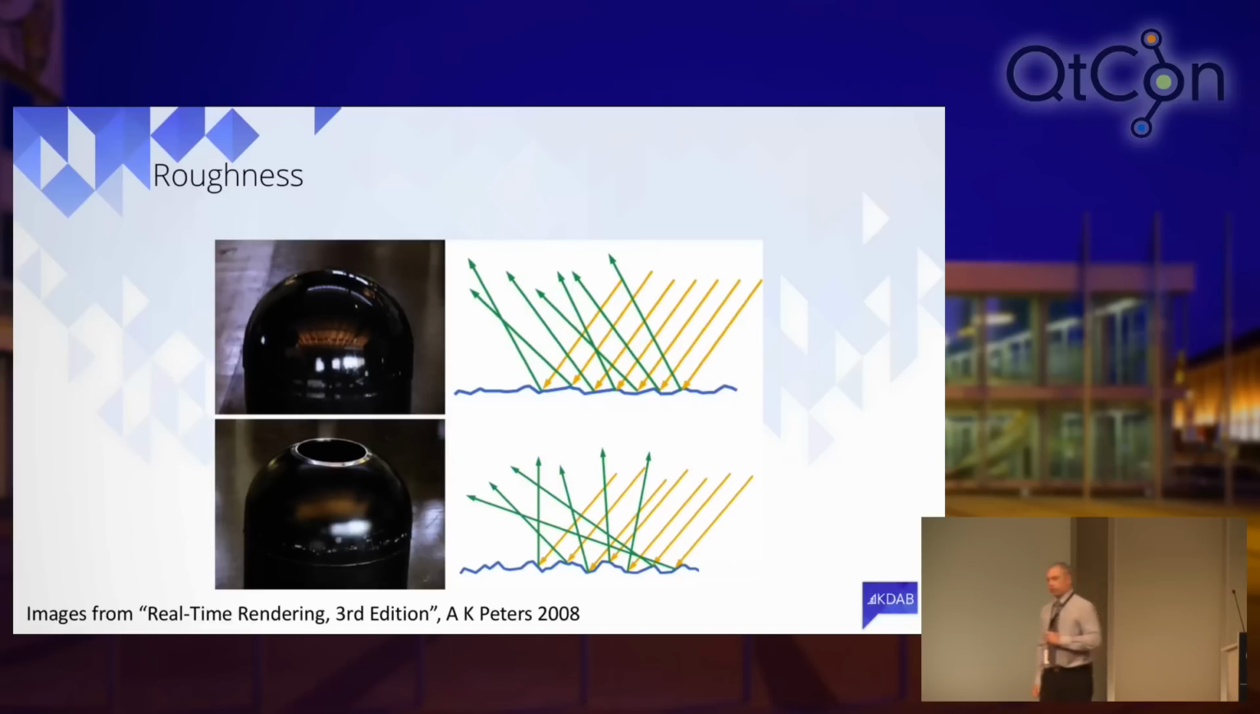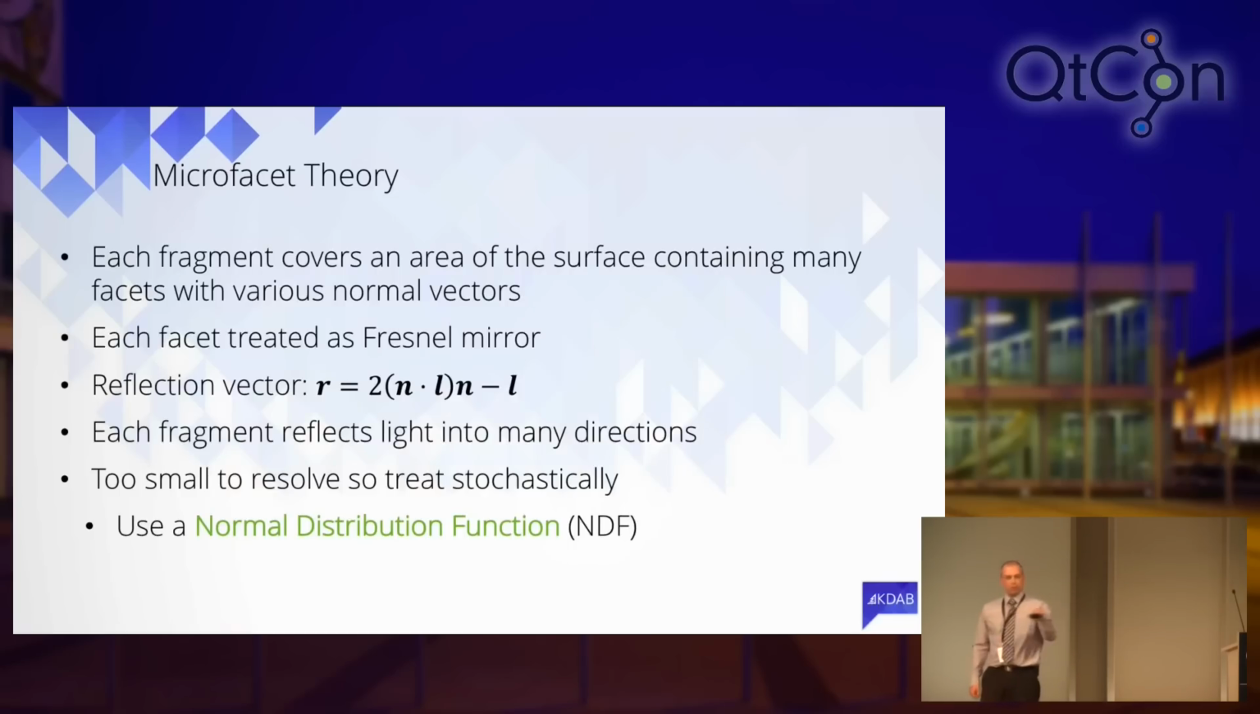Now we treat each of those like we would an optically smooth mirror. So we say, yes, okay, they've still got nanoscale geometry, but we're not caring about that for now. So each one of those is treated as a Fresnel mirror. Now, the reflection vector, R, can be calculated from that expression there. And as you can see, it depends not just upon the incoming light direction, L, but also upon the normal vector, N. So if we've got lots of these little facets all pointing in different directions, that means our reflection vector is also going to point in lots of different directions.